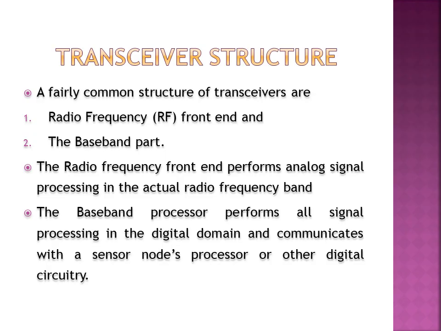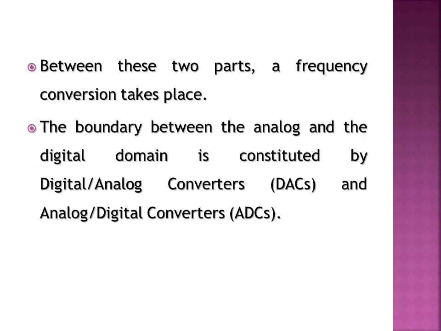Already we have seen this in the diagram. The radio frequency front end performs analog signal processing in the actual radio frequency band. The baseband processor performs all the signal processing in the digital domain and communicates with the sensor node processor or other digital circuitry. Between these two parts, a frequency conversion takes place. The boundary between the analog and the digital domain is constituted by digital-to-analog converters and analog-to-digital converters.